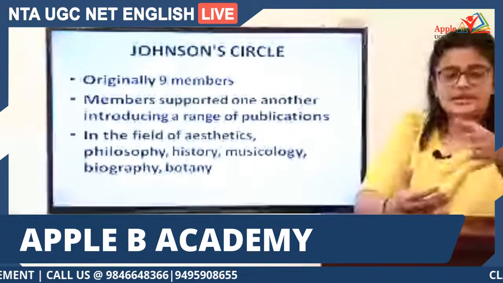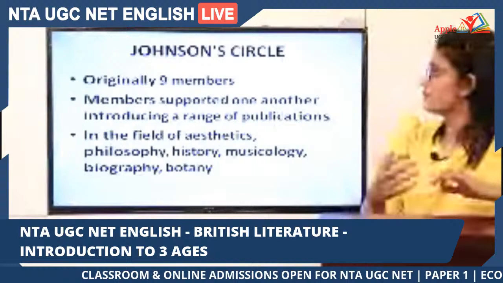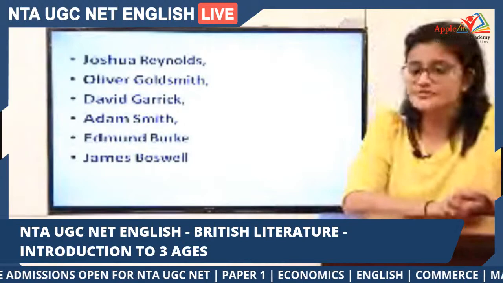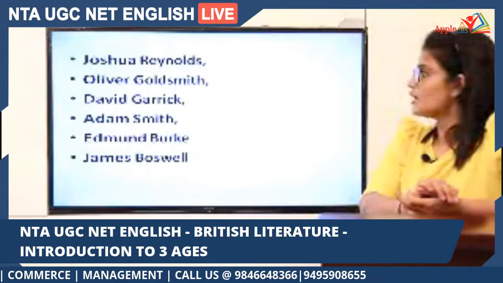Since it actually involved a vast number of groups, the members supported one another, introducing a range of publications. So you could find a range of publications in Johnson Circle. And some of the important members of this group are Joshua Reynolds, Oliver Goldsmith, David Garrick, Adam Smith, Edmund Burke, and James Boswell.